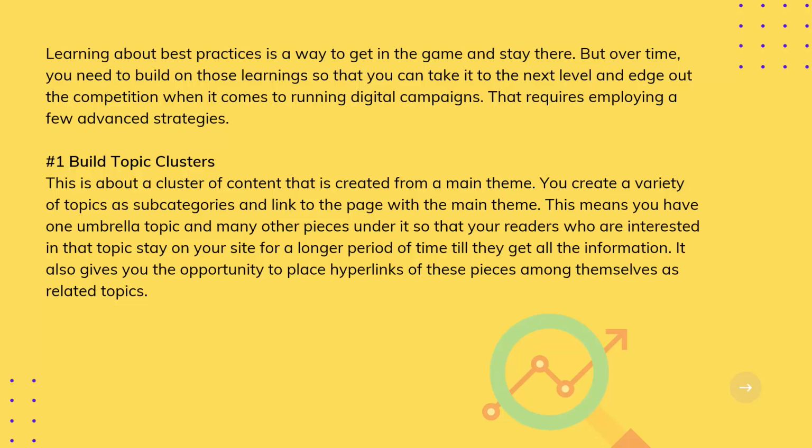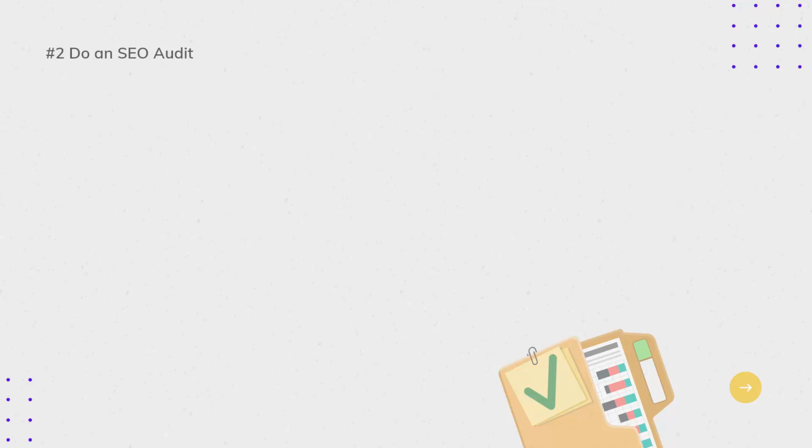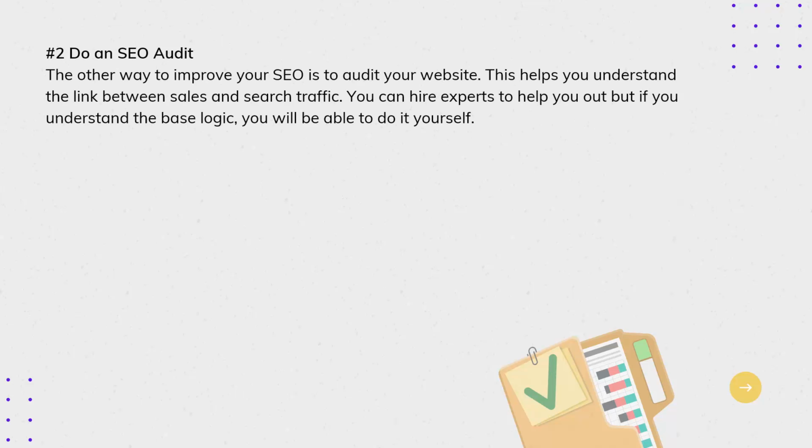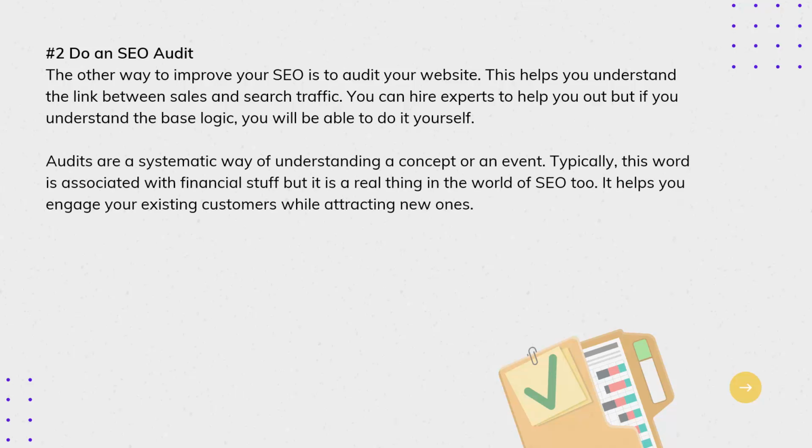Number 2. Do an SEO audit. The other way to improve your SEO is to audit your website. This helps you understand the link between sales and search traffic. You can hire experts to help you out, but if you understand the base logic, you will be able to do it yourself. Audits are a systematic way of understanding a concept or an event. Typically, this word is associated with financial stuff, but it's a real thing in the world of SEO too.